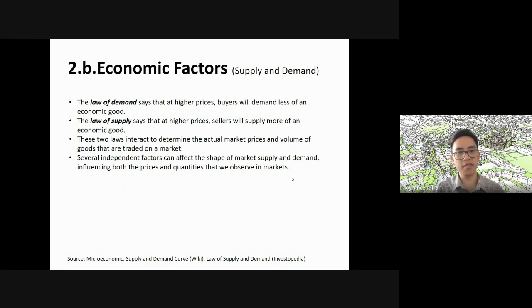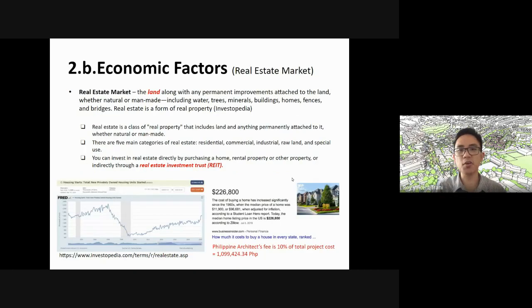And then these two laws interact to determine actual market prices, but for us to foretell or forecast what the prices will be, we really need a lot of experience. It's very hit or miss. So we can only estimate the closest based on historical data and how we estimate people will behave or react to the changes in prices and supply.